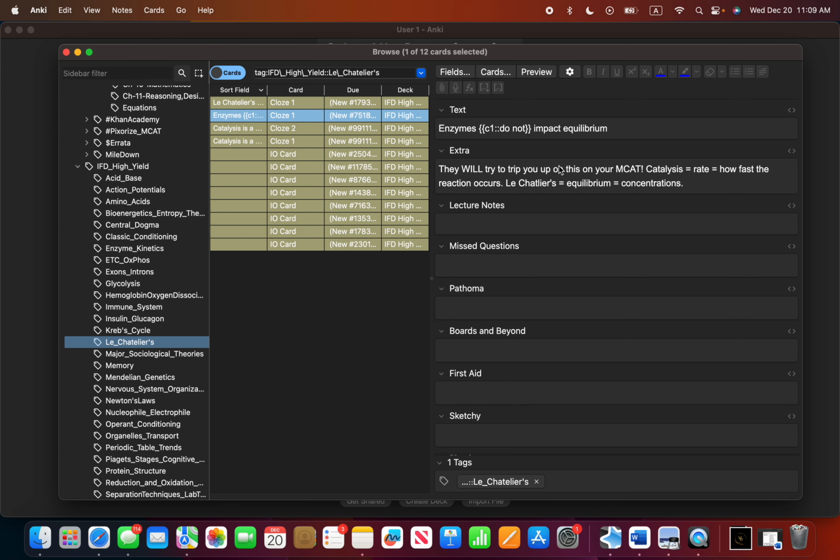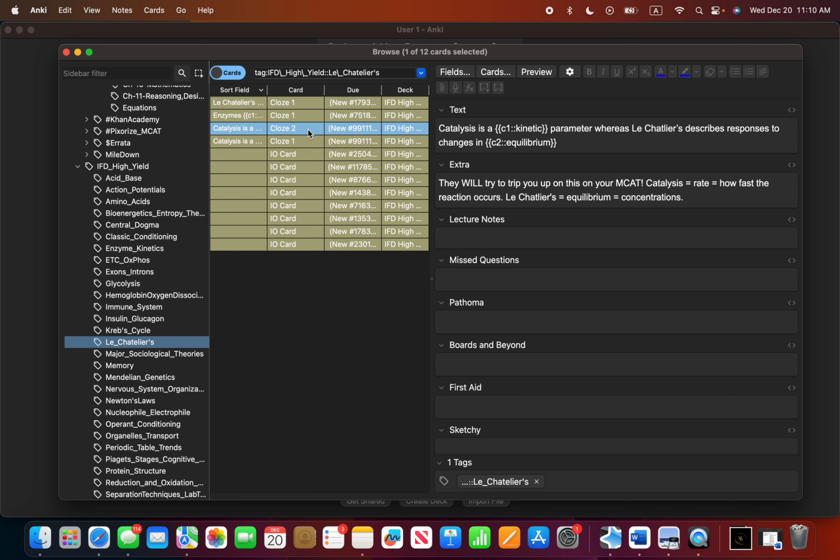Enzymes do not impact equilibrium. That we know. They just speed up the reaction, right? They will try to trip you up on this on your MCAT. So catalysis equals rate, which equals how fast the reaction occurs. Le Chatelier's equals equilibrium, which equals concentration. Catalysis is a kinetic parameter, whereas Le Chatelier describes responses to changes in equilibrium.